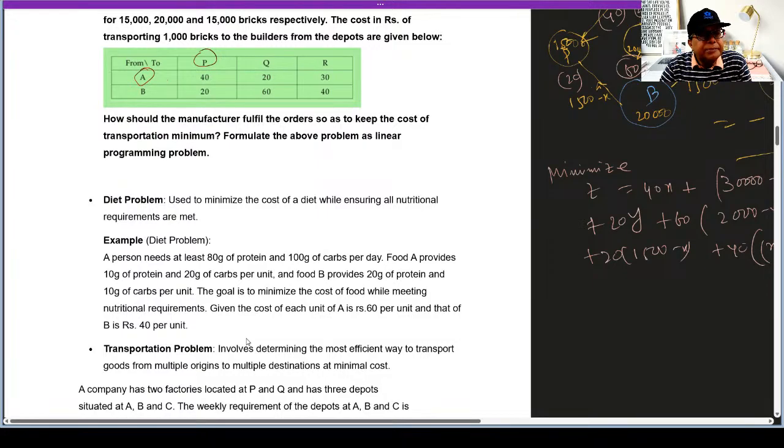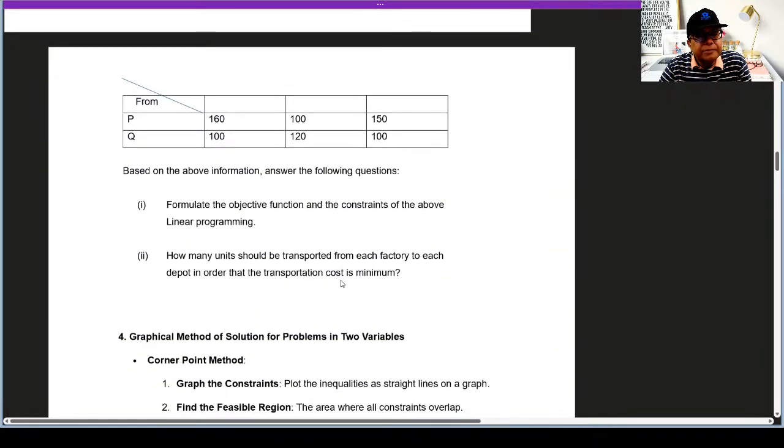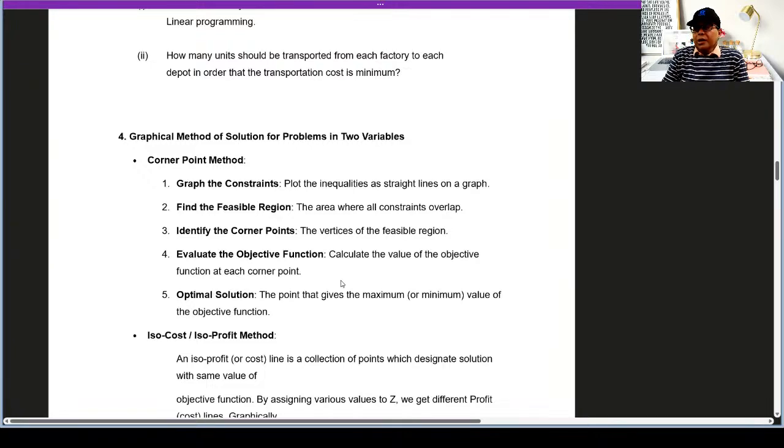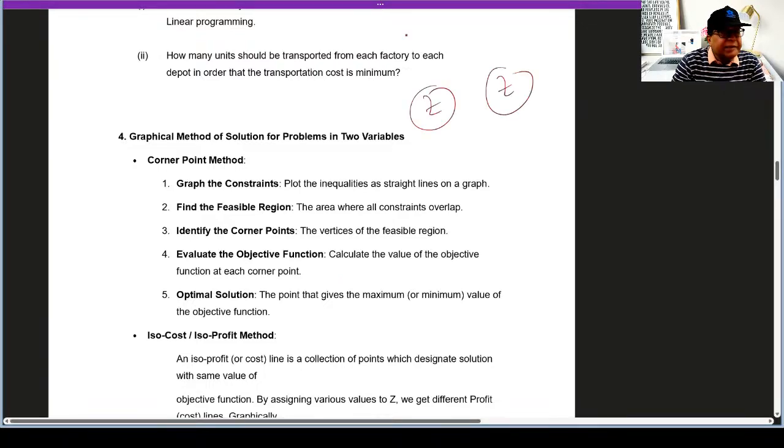Next, there may be diet problem, transportation problem, I already told you, manufacturing problem may be there. Okay? Now, your objective in LPP is to solve those linear inequations, to draw all the linear inequations, find the feasible region, and then find the maximum or minimum value of Z, whatever required. Got it? Finally, you have to minimize the cost. That is the aim of LPP. And when a manufacturing problem is there, you have to maximize the profit and minimize the cost.